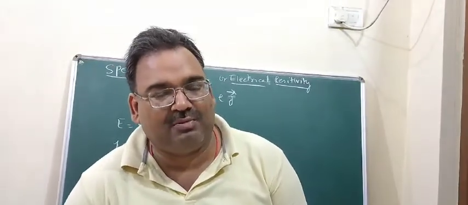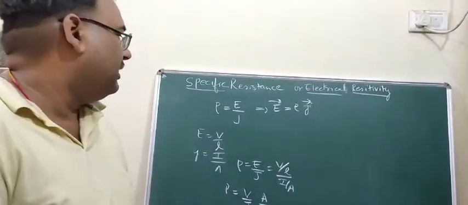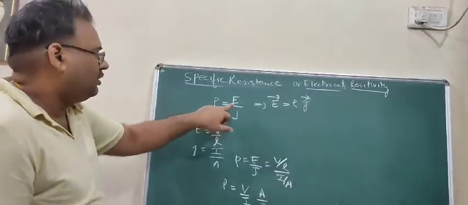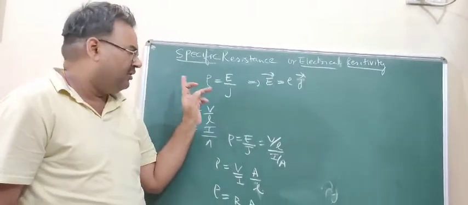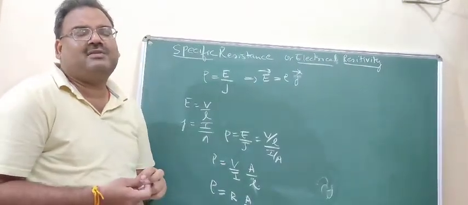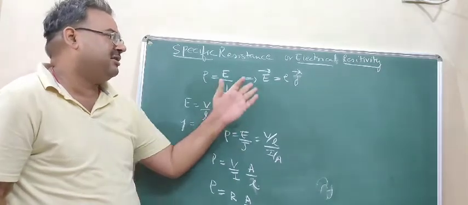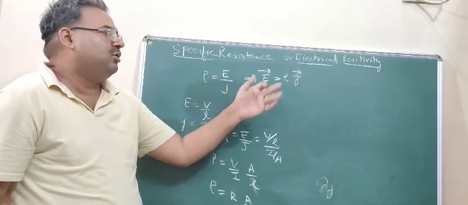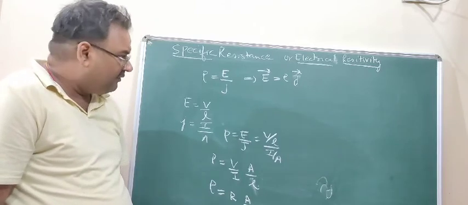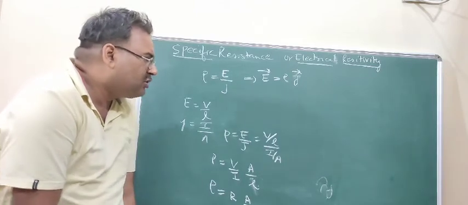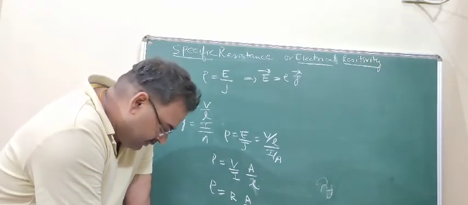So we have a relationship where rho represents specific resistivity. Rho is equal to E upon J, where E is the electric field intensity and J is the current density. We know that electric field intensity is a vector quantity and J, the current density, is also a vector quantity. We write the relationship in this form: E is equal to rho J. So we have a relationship: electric field intensity is equal to specific resistance or resistivity into current density.